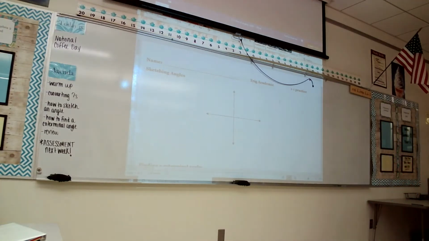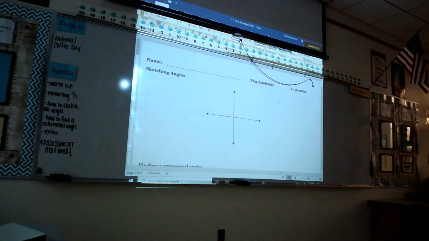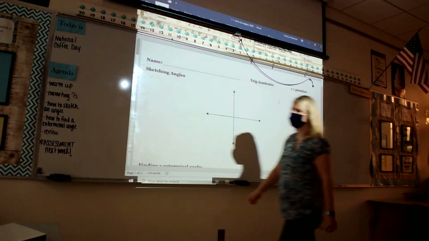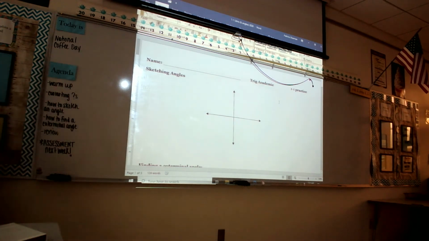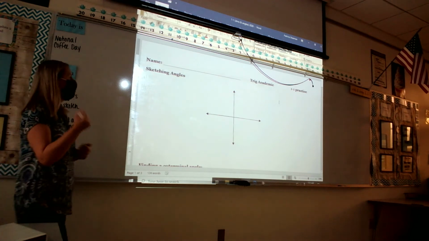Front, the back is going to be some review. It will look very similar to what your assessment will be next week. So we're talking about sketching angles. We're still in the first section. We're going kind of slow, but that's okay.